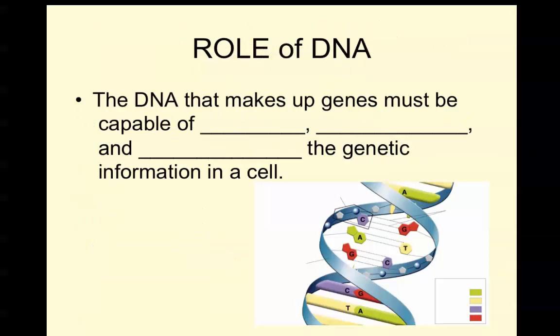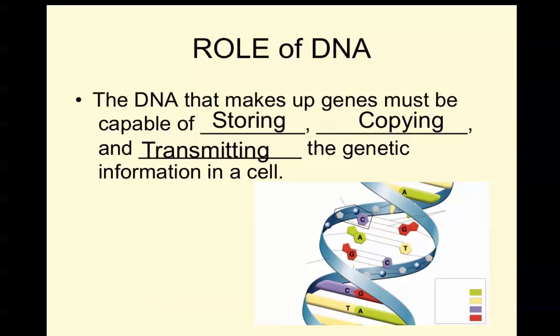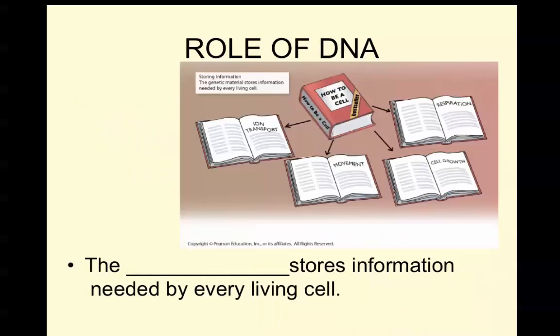So now we can talk a little bit about the role of DNA. The DNA that makes up genes must be capable of storing, copying, and transmitting genetic information in the cell. So it can't just be there and then not used. We have to store that information safely. We have to be able to copy that information. Then we have to be able to read that information and make proteins from it.